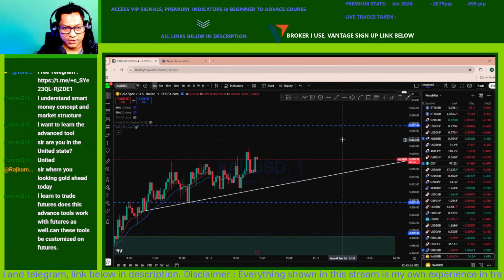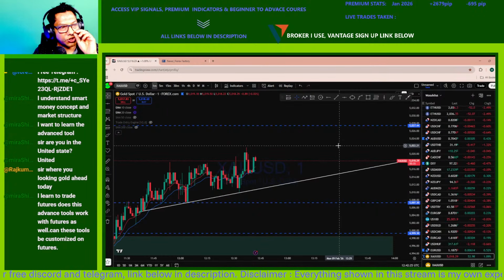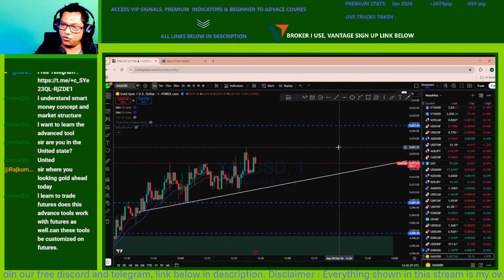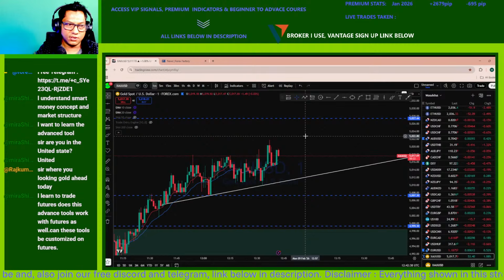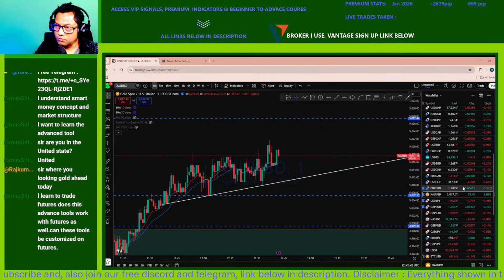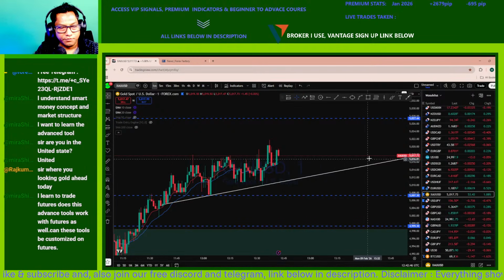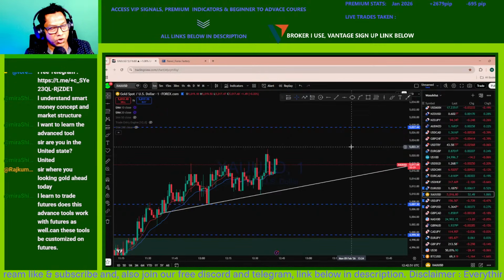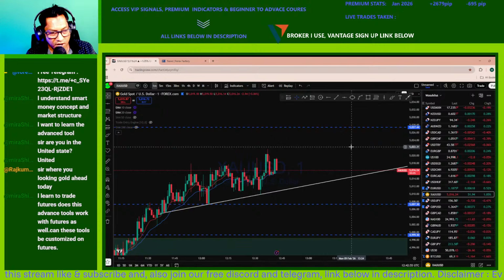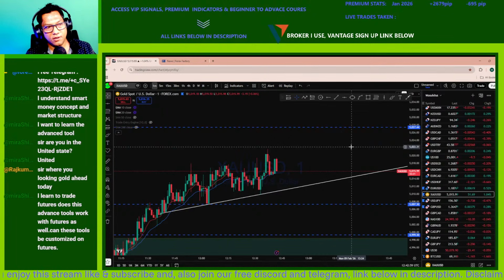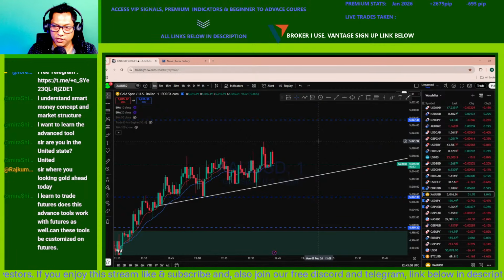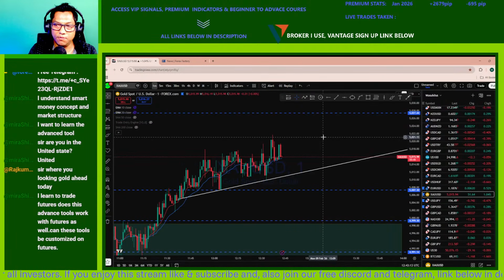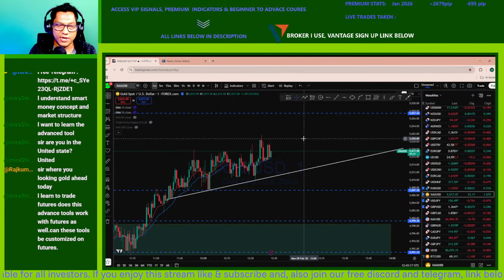Does this advanced tool work with futures as well? Can this tool be customized? It is based on the chart, so it's not about what kind of trade you make, because the trading tool considers the chart, not the type of trading. You can look at Bitcoin, Ethereum, or any instrument, because the trading tool doesn't consider what it is. It considers the market structure, the price action, and how it is interacting with the market. So regardless of what it is, this is the beauty of having a universal trading tool that you can use anywhere.